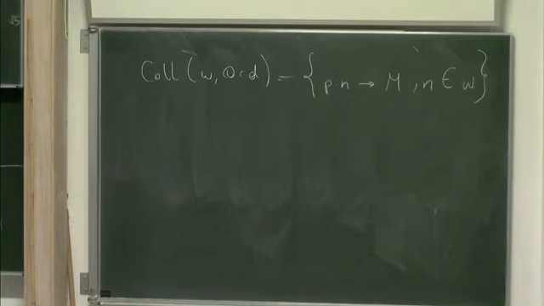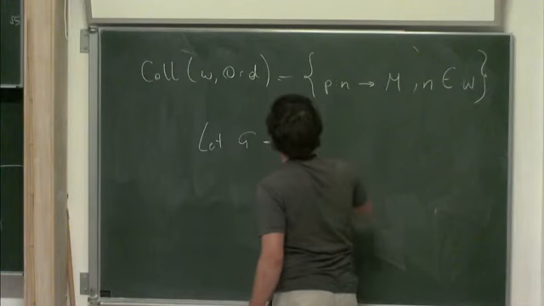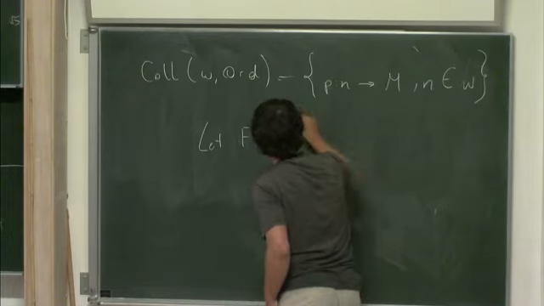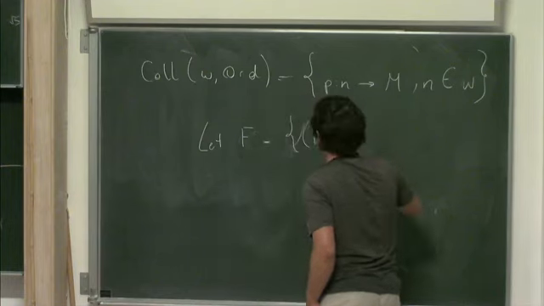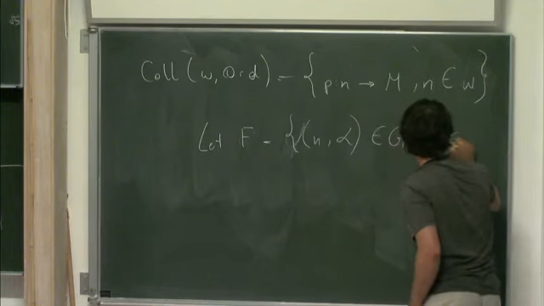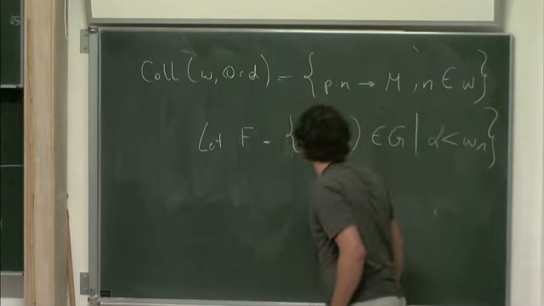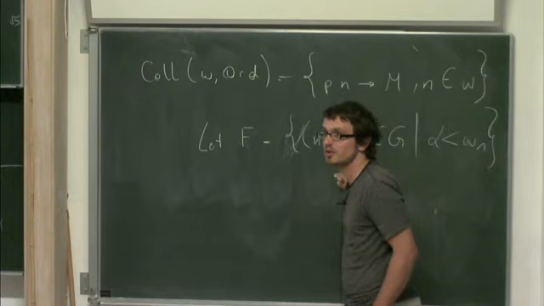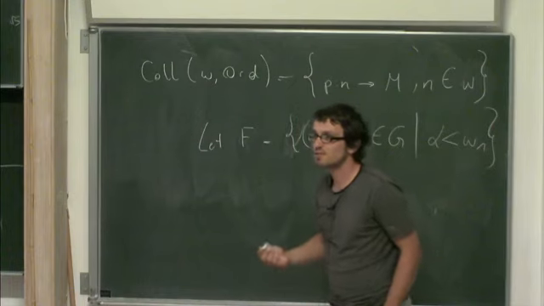Of course. So let F be the set of all pairs n comma alpha in G, where G is supposed to be the generic filter now, such that alpha is less than omega 1. So you're right, this is a surjection from an infinite subset of omega to omega 1. But the point is that this F does not have a name in the ground model. That's why omega 1 is not called F.